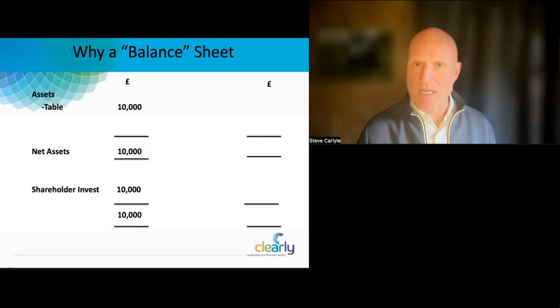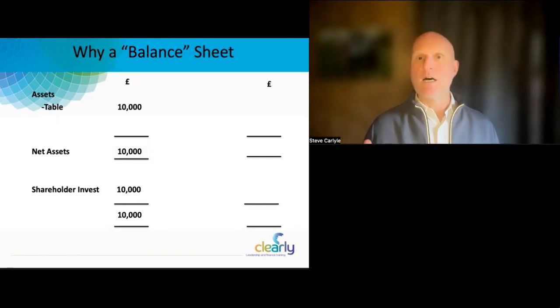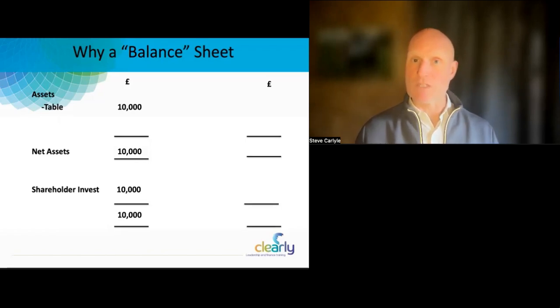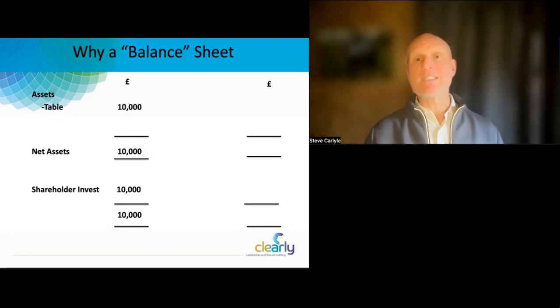You can see there, we have a balance. We have one transaction really going on, that money has been put into this business to buy a table, and two impacts. First of all, we've got the table as an asset in the business, but secondly, we've recorded the fact that the shareholders invested £10,000 worth of their money in the business. And you know what happens next?